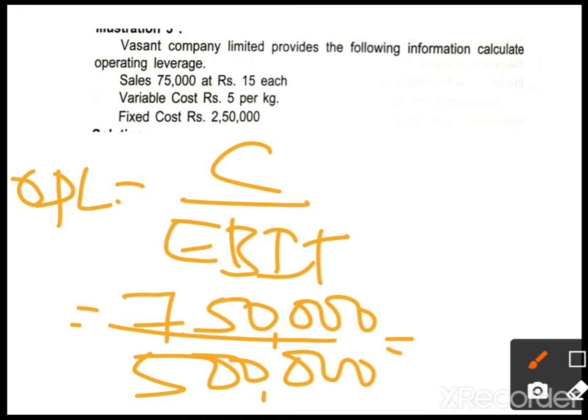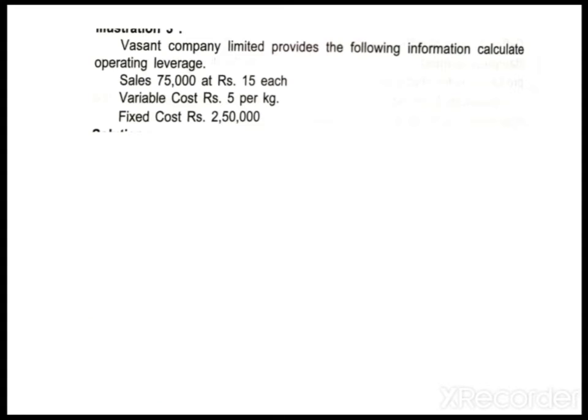The answer is 5 times. See, operating profit is... the answer is what? 5 times. But most important is, before going to calculate operating leverage, financial leverage or combined leverage, the most important is what? Identification of the hidden information. For example, contribution, fixed cost, EBIT, PBT and PAT. So these are very important.